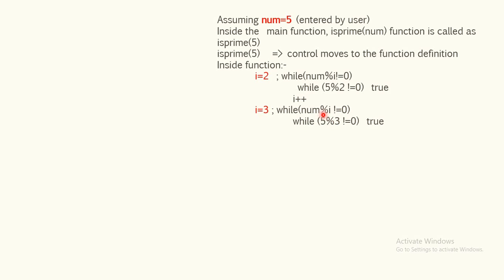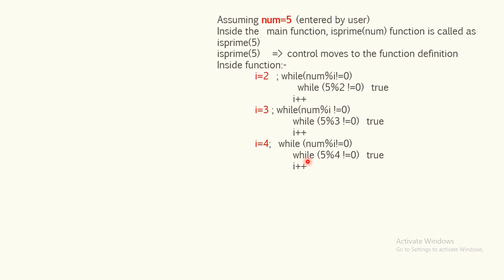While 5 is the number that we are referring to, 5 modulus 3 is not equal to 0. Yes, the condition is true. So, once again, it is not completely divisible. 5 modulus 3 will return the value 2. 2 is not equal to 0. So, once again, we are incrementing the i value. Now, the i value became 4. And we check 5 mod 4 is not equal to 0. The condition is true, and the i value is getting incremented.